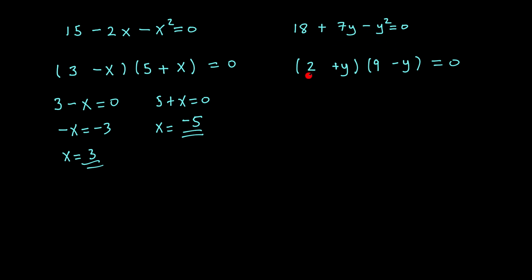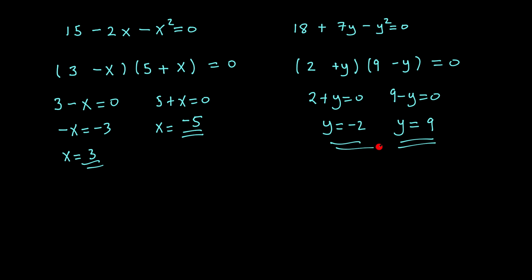So this then gives me a solution: 2 plus y is equal to 0, which means y is equal to minus 2. Or 9 minus y is equal to 0, which means y is equal to 9. So that would be my solution for this quadratic equation.